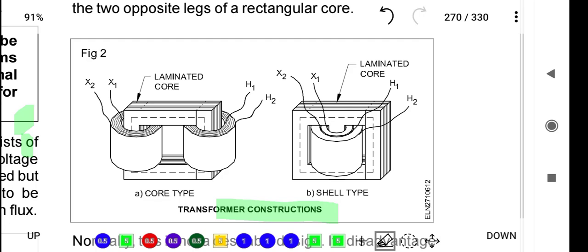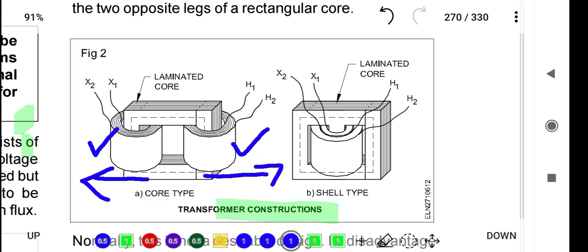Okay. So what is core type construction? It consists of two separate coils. This is coil 1 and this is coil 2. It consists of two separate coils, one on each of the two opposite sides. This coil is here and this coil is here, which means they are opposite. I will show an example.